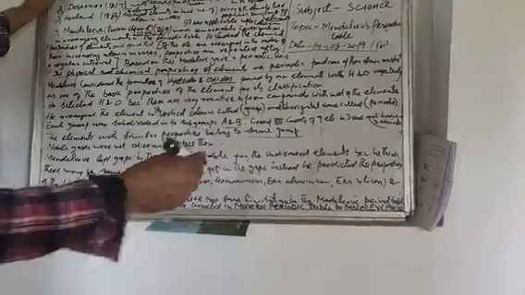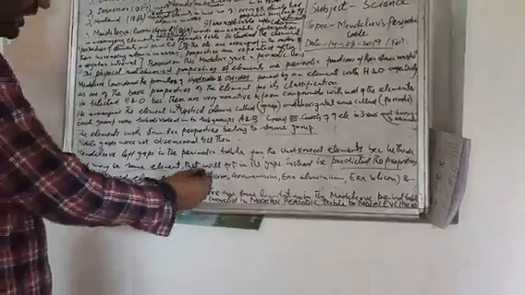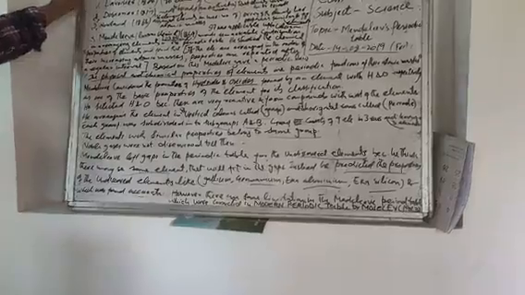Mendeleev left gaps also in the periodic table. Why? For the undiscovered elements which could fit in those gaps. He considered that there may be some elements that will fit in the gaps. Also, he predicted the properties of the undiscovered elements like gallium, germanium, Eka-aluminium, Eka-silicon, and these predictions were found accurate later on after the discovery of these elements.